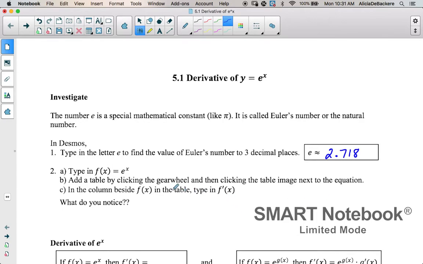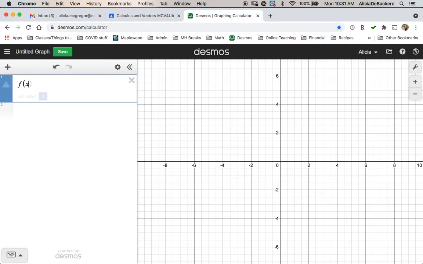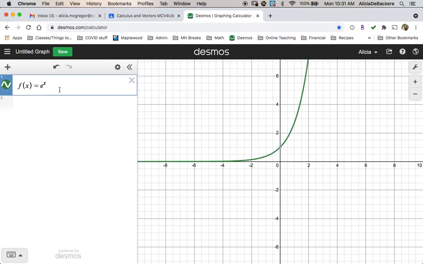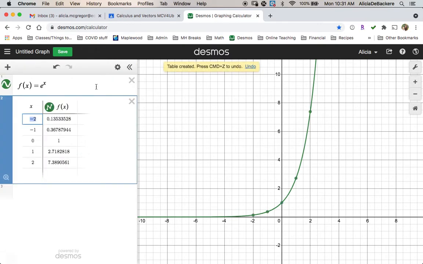All right, so next we're heading over and we're typing in f of x equals e to the x. And then we wanted to add a table to this. So we can see the graph here. It's an exponential graph. It looks kind of familiar, right? We're going to add a table. So we click on this gear wheel up here, and then we click on the table icon.